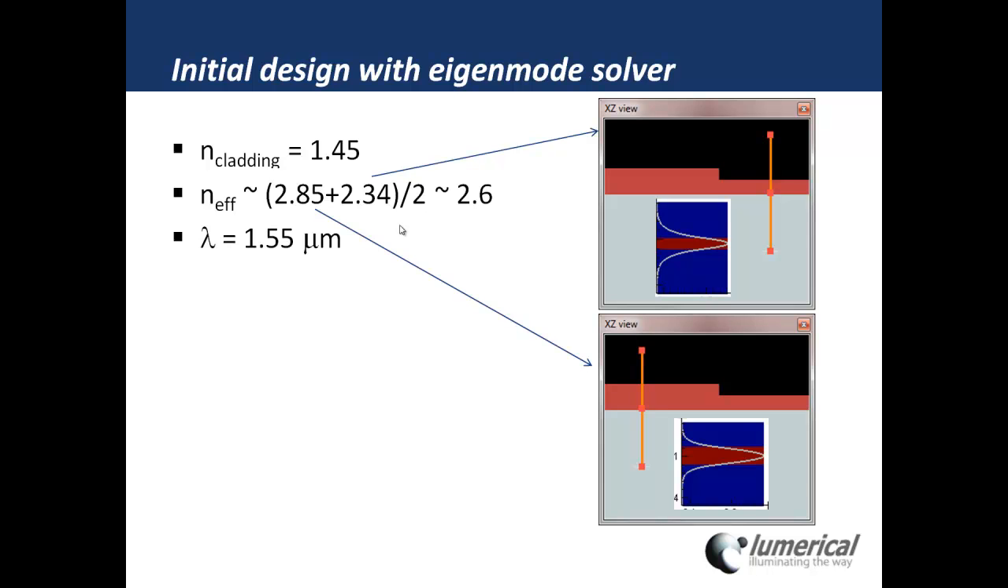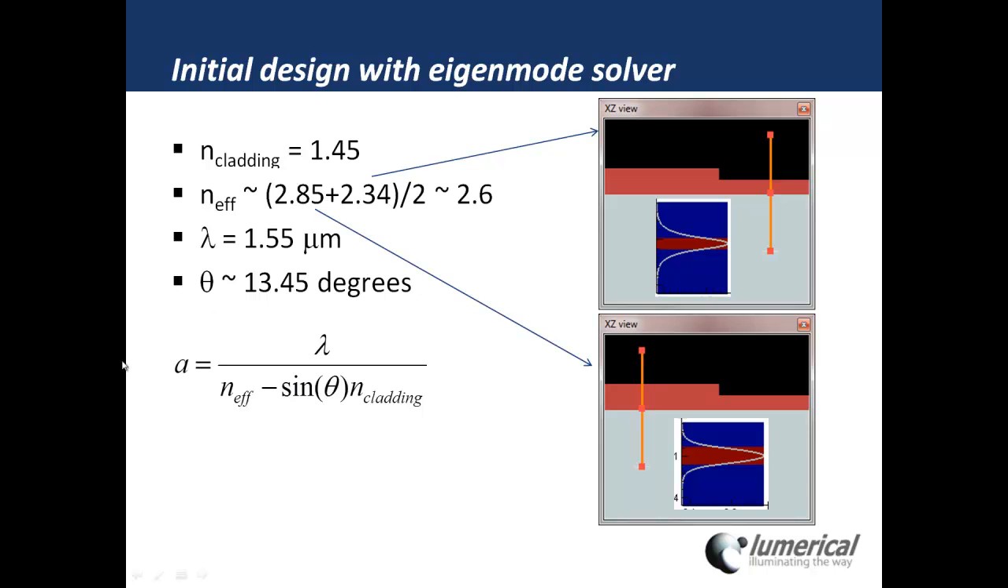We're going to use a wavelength of 1.55 microns as our center wavelength of operation. And we want to have an angle of 13.45 degrees, so we want to be a little bit off normal incidence. And if we take our Bragg condition that I showed earlier and just rewrite it to solve for the pitch, then what we find is that we want to have a pitch of 685 nanometers to have this device operate the way we want. So that's what we're going to start with in our initial design, is that pitch.